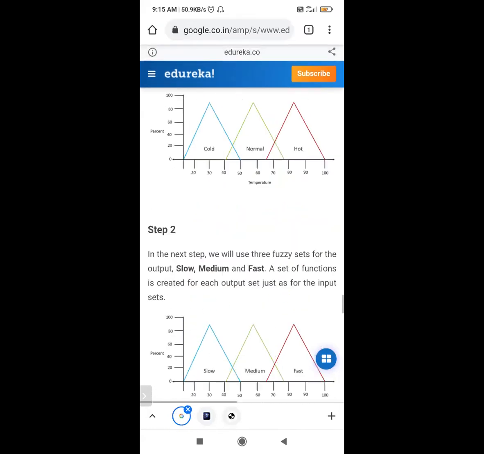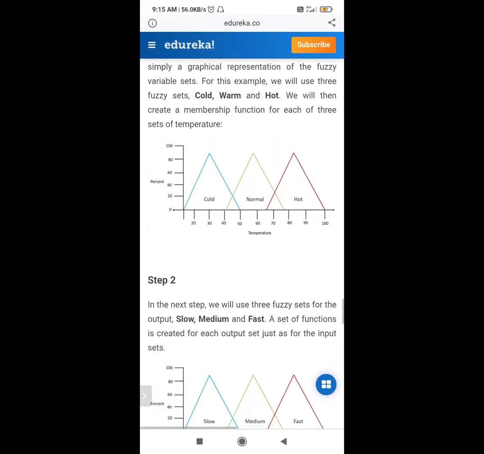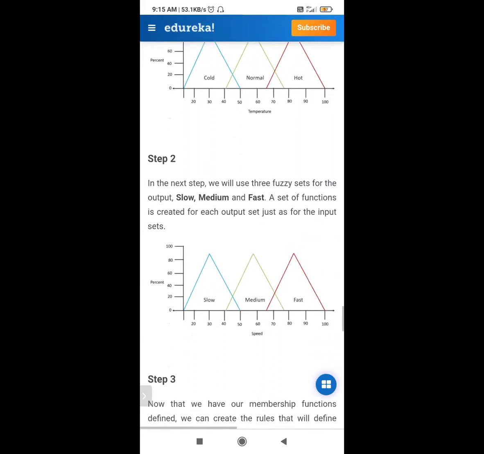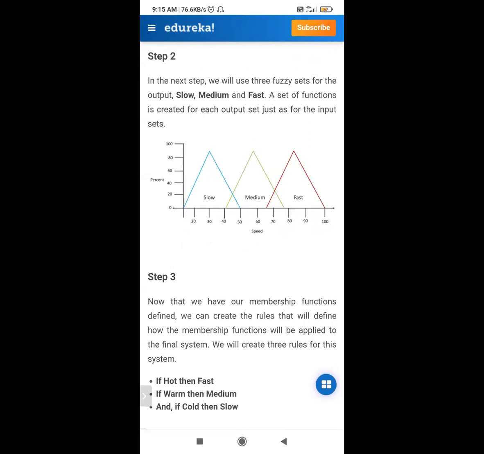So these are the inputs here: cold, warm, and hot. These are the temperatures, and these are the inputs here. Okay. Next one is outputs. So we need to use three fuzzy sets for the output, that is slow output, medium output, and fast output. These are the three types of outputs here. Next, a set of functions is created for each output set, just as for the input sets.